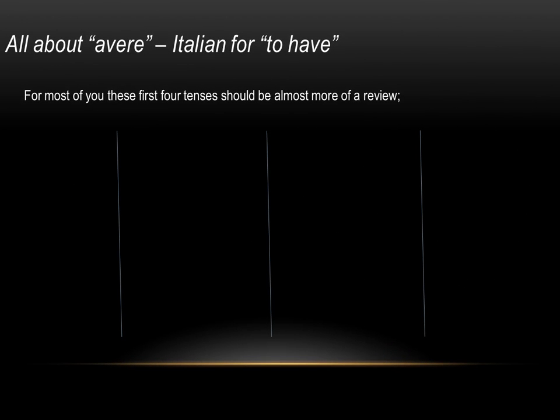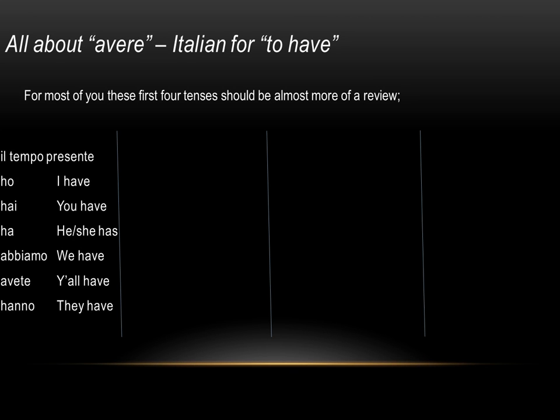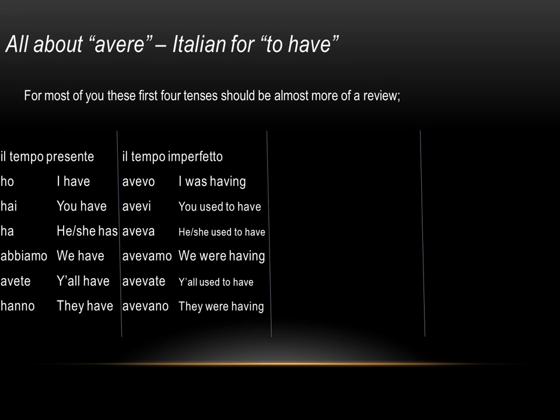Okay, so for most of you, these first four tenses should be almost a bit of a review. Il tempo presente, or the present tense, is ho, I have, hai, you have, ha, he or she has, abbiamo, we have, avete, y'all have, hanno, they have. Then il tempo imperfetto is avevo, I was having, avevi, you used to have, aveva, he or she used to have, avevamo, we were having, avevate, y'all used to have, and avevano, they were having.